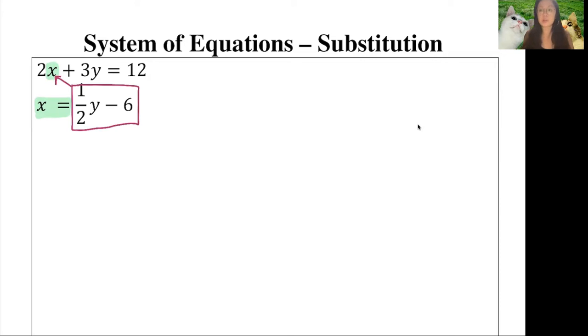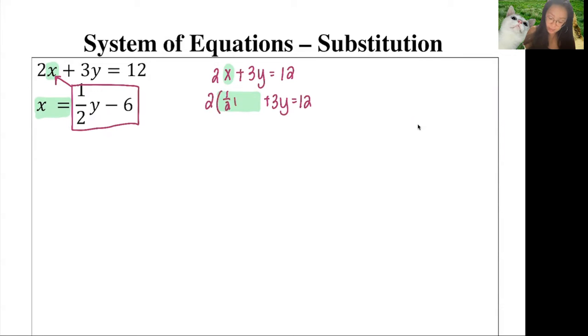Okay, make sure you're drawing that box, drawing that arrow. Otherwise, sometimes we get confused about how we're plugging in. So my original equation was 2x plus 3y is equal to 12. And I had highlighted my x, and we said that our next step would be to replace the x with whatever it's equal to. But let me just finish writing this first. That's always good practice. Otherwise, sometimes we forget what we're writing. So x was equal to 1/2 y minus 6. That goes in this green highlighted part.